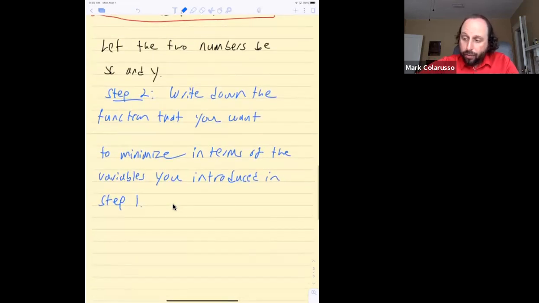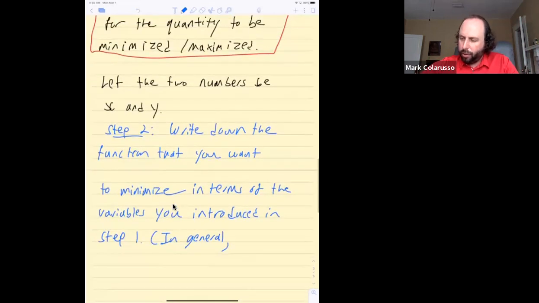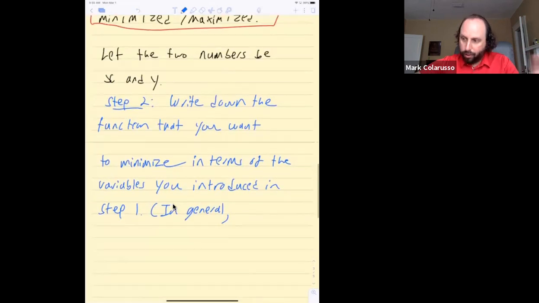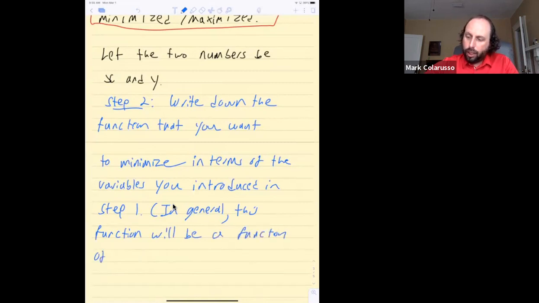Okay, this will be a function of at least two variables. In this case, it's exactly 2, but there could be more. In most of the problems I think you do, there are only 2, but in applications it could be a little bit more. In general, this function will be a function of at least 2 variables.